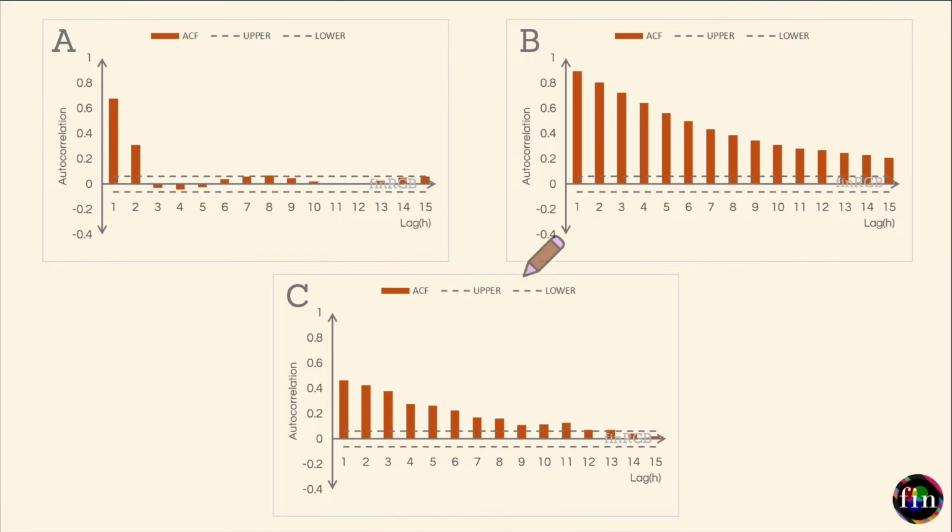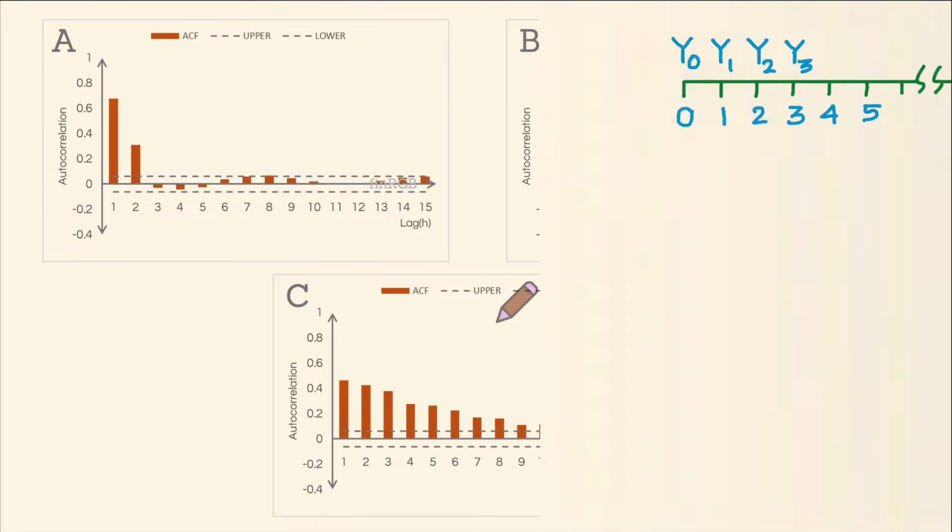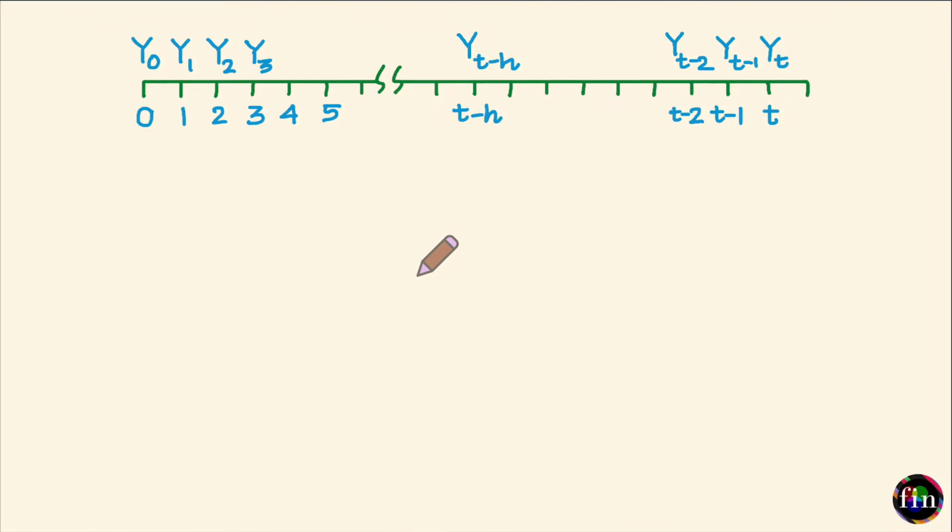What we have here are three correlograms. Using very simple, very intuitive arguments and rules of thumb, we will try and figure out what sort of process or specification the time series behind each of these three correlograms might be following. Before we start, let's quickly recap this concept of autocorrelation.